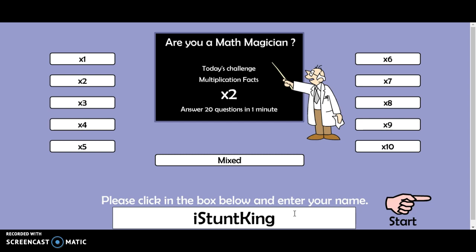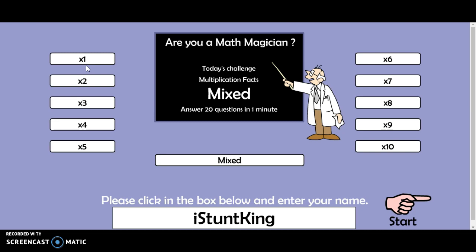So all of these multiplication facts through 10 require you to answer 20 questions in 1 minute. But the best is the mixed one. They're mixed, not just one independent times table. It can be like 2 times 3, 4 times 6. Those are mixed, and you also answer 20 questions in 1 minute. That's all you need to do.